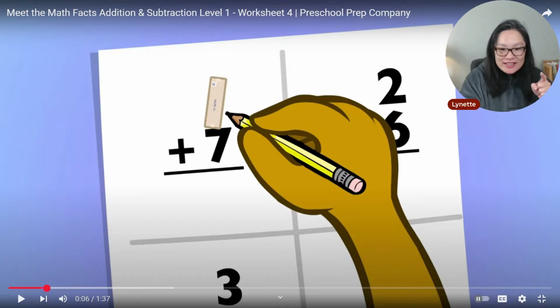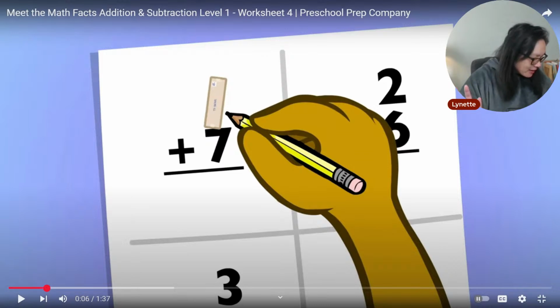So if you noticed, we have 1 plus 7. So 1 plus 7 will be 8. How do we know?